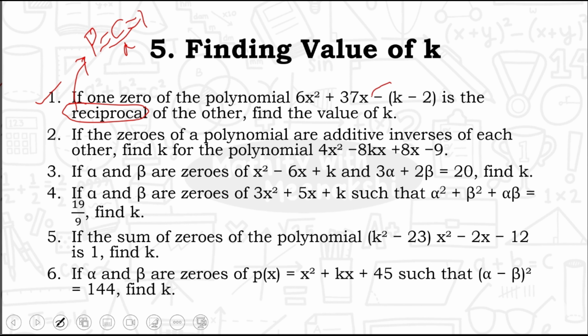So what is your c here? This is minus k plus 2, and your a is 6. So simply divide this and write it equal to 1 to find the value of k.